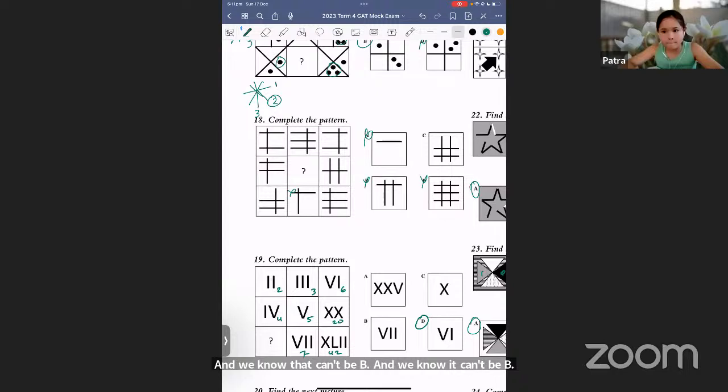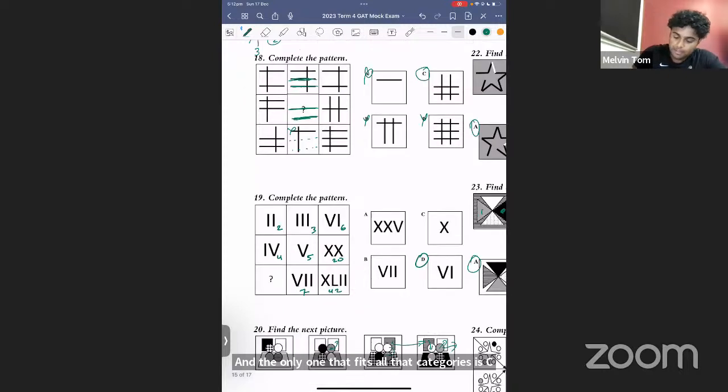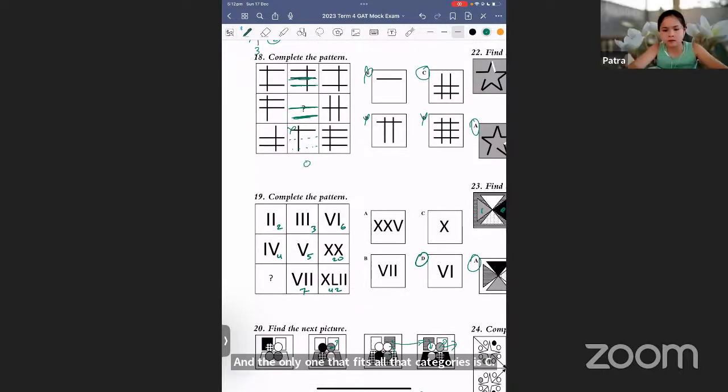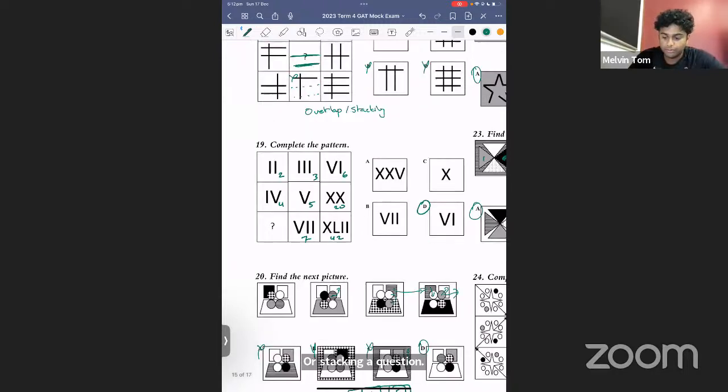Well, that helps us so much. But I'll prove it to the rest of you. There's a line in the middle. There's no line in the middle, so there has to be a line in the middle. There's a line at the bottom. There's no line at the bottom here, so there has to be a line here. And the only one that fits all those categories is C. So 18 is an overlap or stacking question.